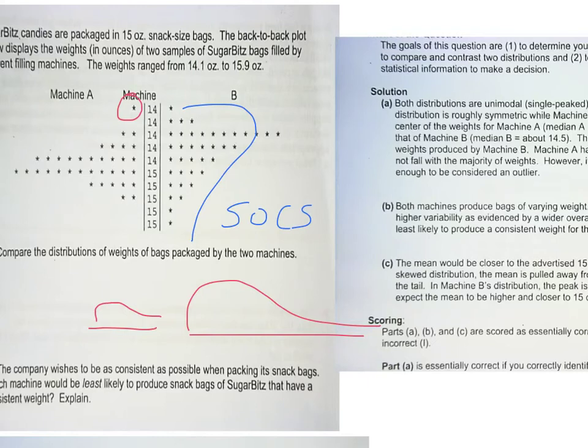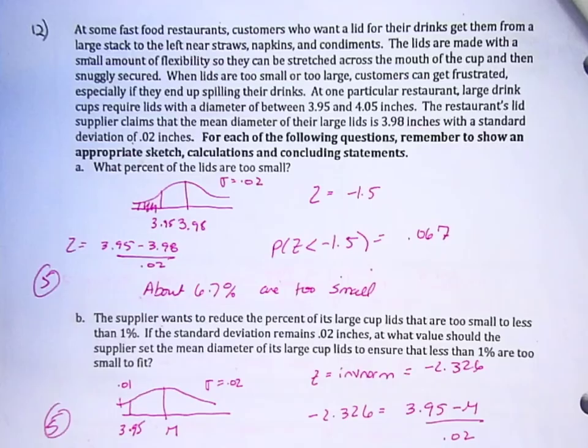And the last part asked which machine you would use to ensure that the mean was closer to 15 ounces. Well, if you looked at B, the median was about 14.7 or so. But since it's skewed to the right, the mean will be pulled up, bringing it closer to the 15. So the correct choice there was B.